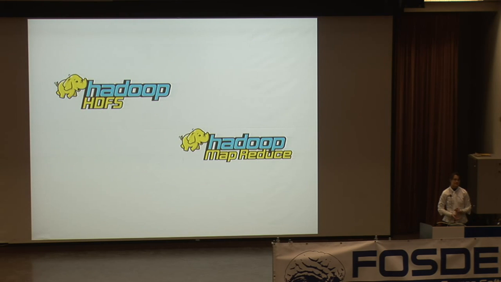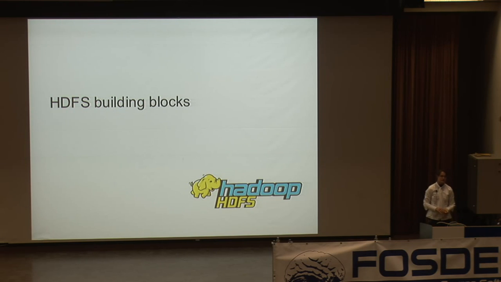If you go to the website hadoop.apache.org and download the package, basically what you end up with is two components. One is HDFS, the distributed file system, and the second is the MapReduce engine. We'll have a look at each of these in the coming slides. First of all, the distributed file system.